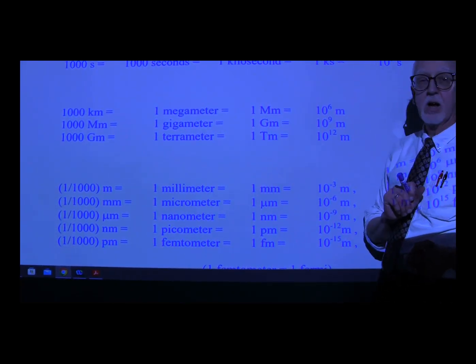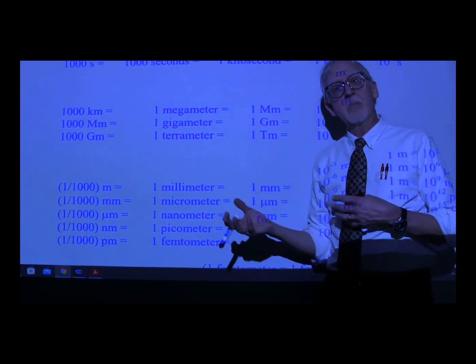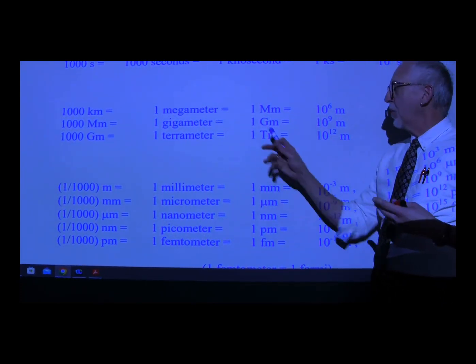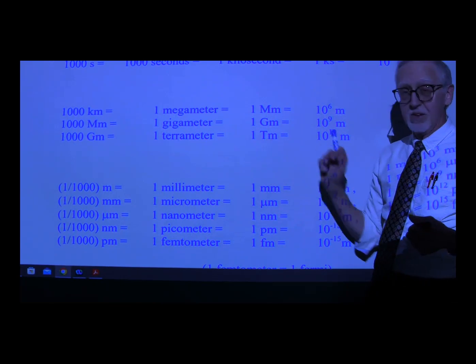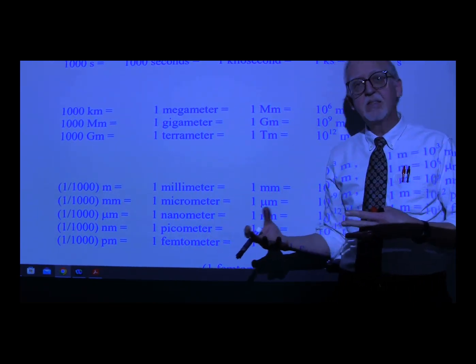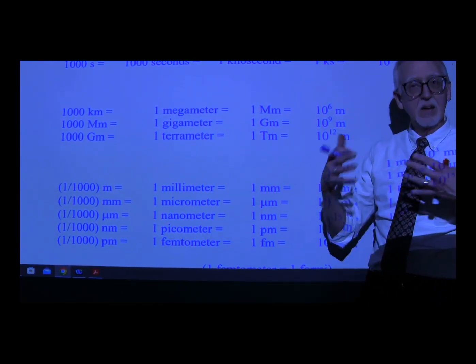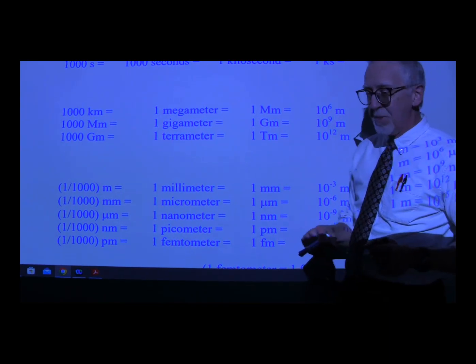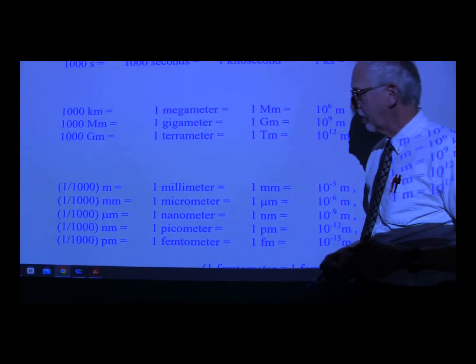You've probably heard of kilobytes, megabytes, gigabytes, terabytes. Those are all using these prefixes in terms of how many bytes you have. So it's a way of indicating larger and larger amounts of information, or storage capacity.